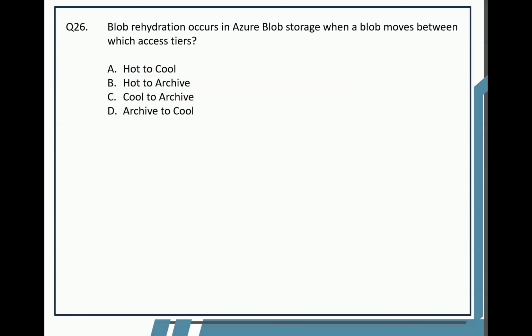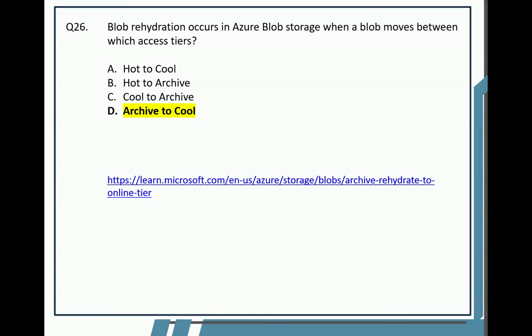Now, folks, question 26 is based on blob rehydration, and we need to identify the scenario when that happens. Rehydration is the process of moving a blob from archive to an online tier, which is hot or cool, so that it becomes readable. Archive blobs are offline and cannot be read until they are rehydrated, and no rehydration is needed when moving between hot and cool or hot or cool to archive.